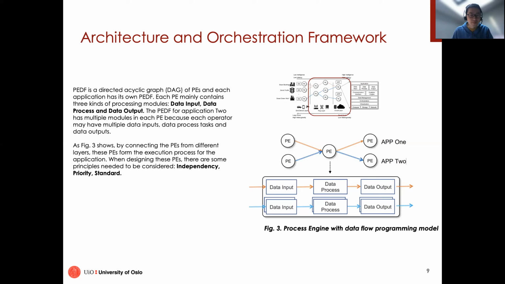As figure 3 shows, by connecting the process engines from different layers, they form an execution process for the application. When designing this process engine, there are some principles that need to be considered, like independency, priority, and standard.